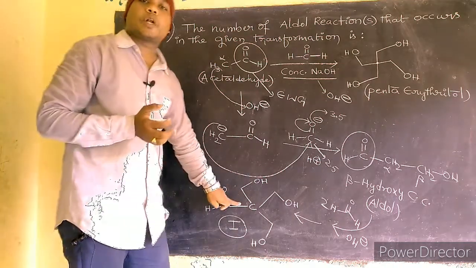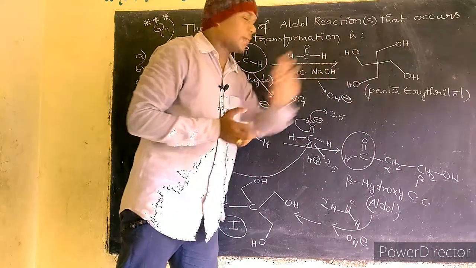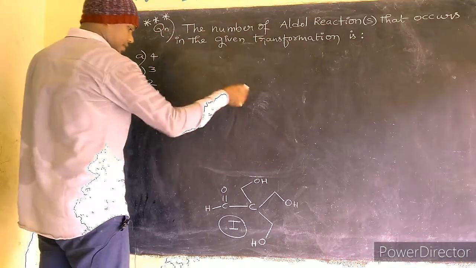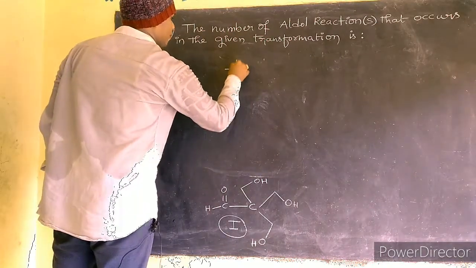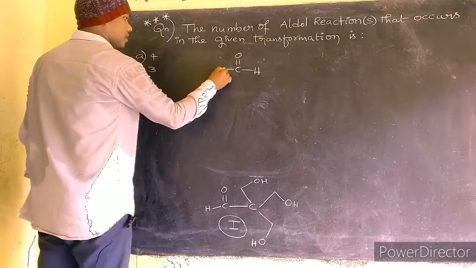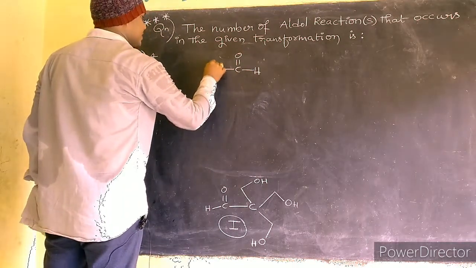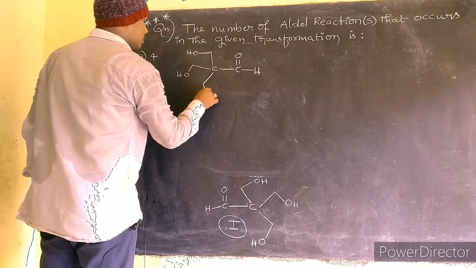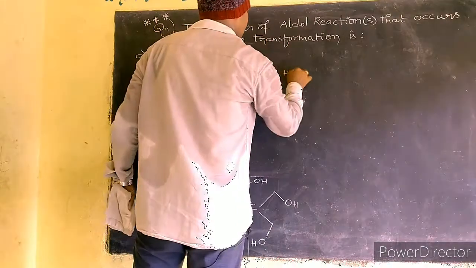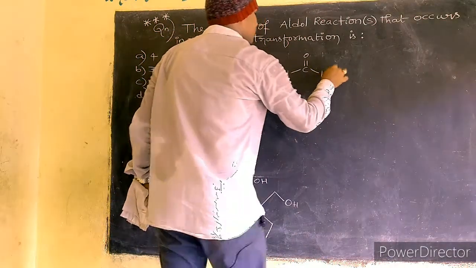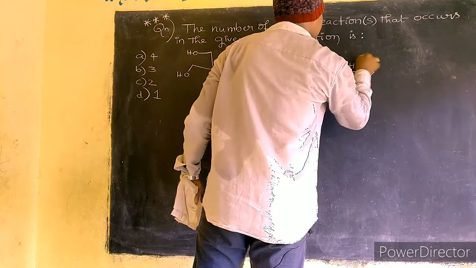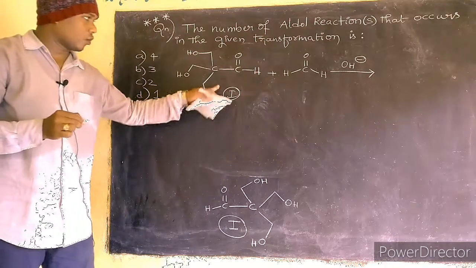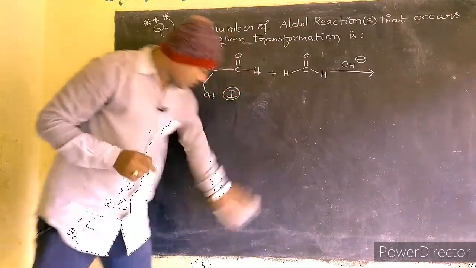But the final product is not this. So this is the final product. How can we get this final product from this reactant? This is an aldehyde and this is the carbon, and this carbon has 3 CH2OH groups, and again formaldehyde with the OH minus. So this is 1 here. This is as usual, I am taking it, okay? So directly I am roughing this, okay?